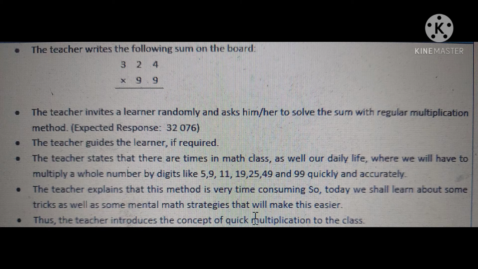The teacher explains that this regular multiplication method is very time consuming. So today we shall learn about some tricks as well as some mental math strategies that will make this multiplication easier. Thus, the teacher introduces the concept of quick multiplication to the class. Okay, so this is how the teacher will introduce the topic of quick multiplication to the class, and then the teacher will move to the procedure.